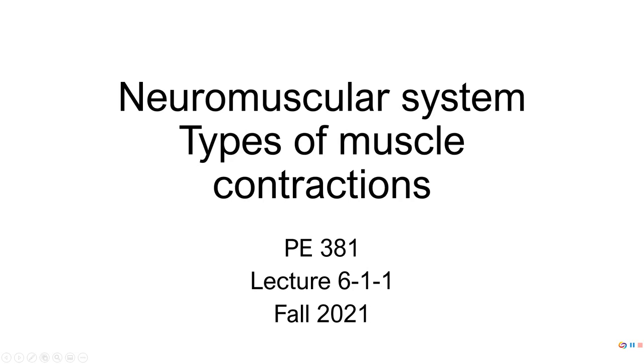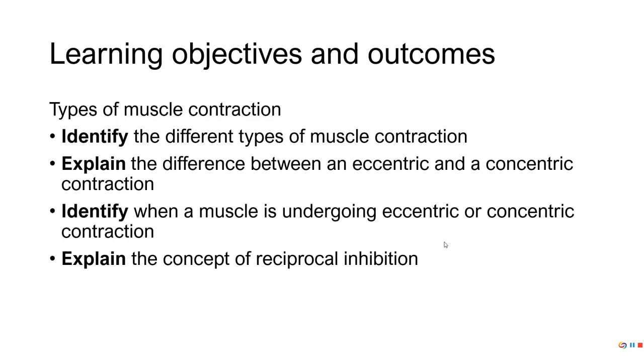To finish off the last week of the neuromuscular system, we're going to start by talking about different types of muscle contractions. This will be kind of a review, but we're going to go into a little more detail than what we did in our introductory physiology class. So here are the four objectives that we've got here.